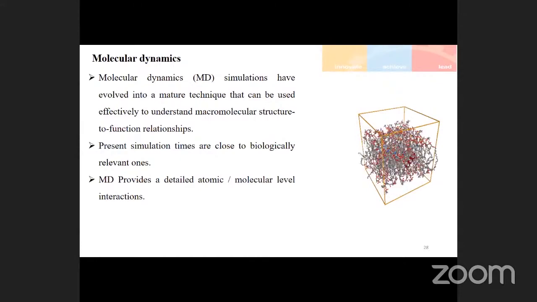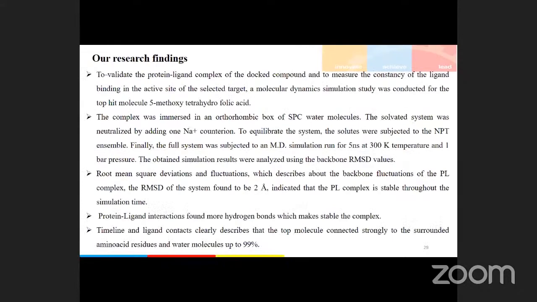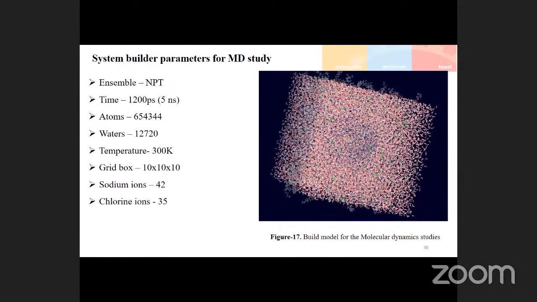Molecular dynamics provides detailed atomic or molecular level interactions. These are our findings. Prior to that, these are the system builder parameters we used for the current molecular dynamics study. We used the NPT ensemble, with a time of 1200 picoseconds or 5 nanoseconds. The total number of atoms involved is 6,54,344, and the water molecules involved are 12,720.